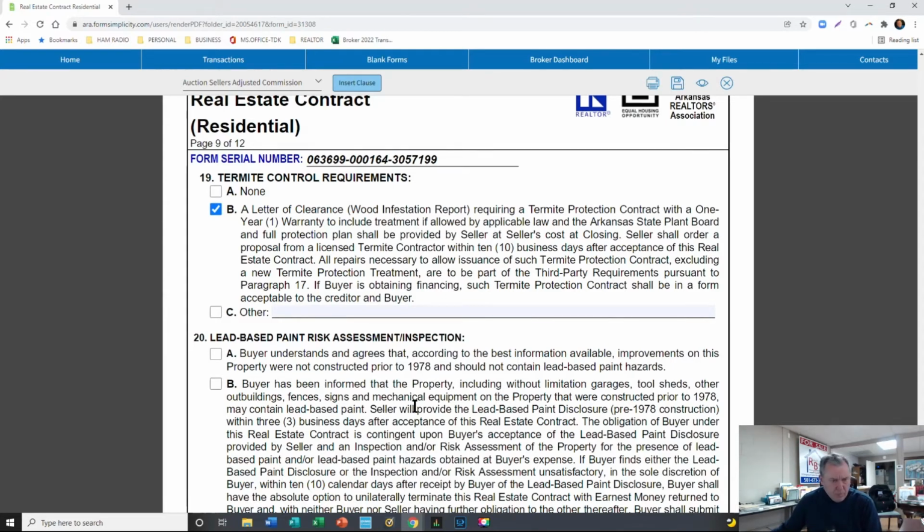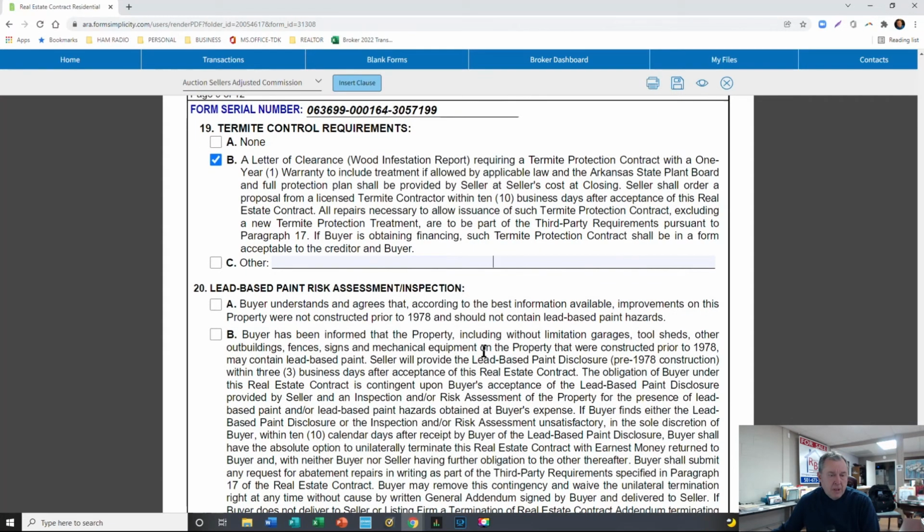So verify the termite protection. It's more than just a letter of clearance. It's a termite protection contract.